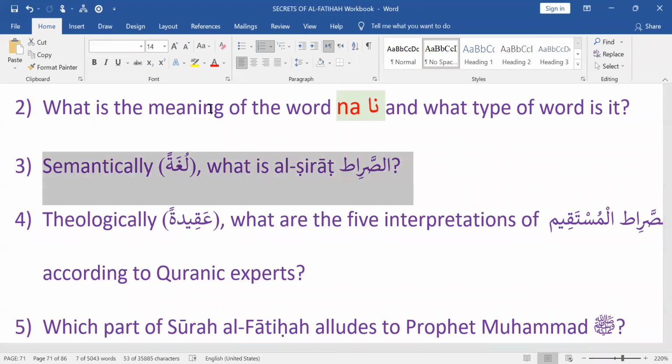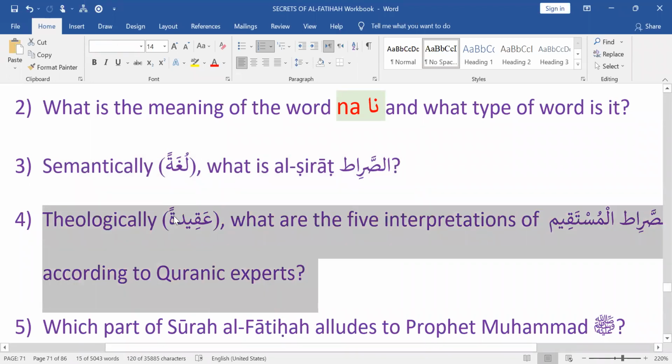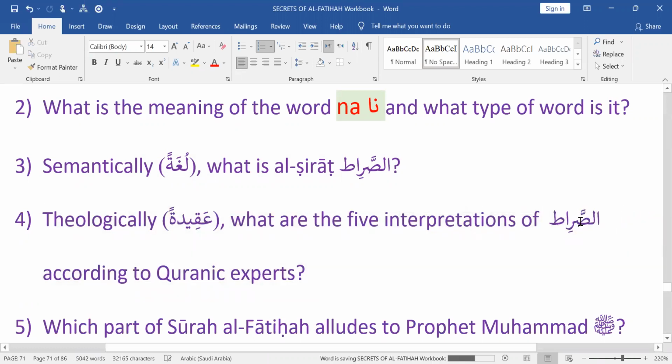Semantically, what is as-sirat? We looked at 3 different meanings. Do you remember what they are? And also, theologically, what are the 5 interpretations of al-Sirat al-Mustaqim according to Quranic experts? Let's look at al-Sirat only. What are the 5?